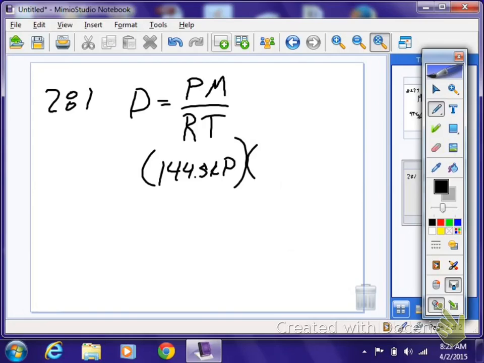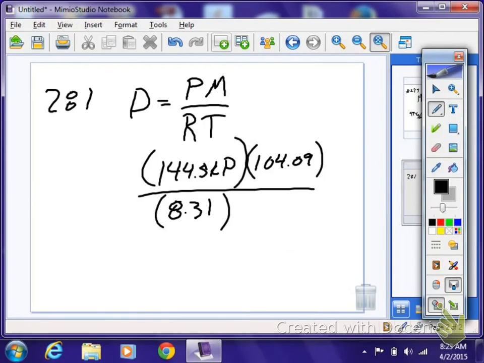The molecular mass was what, 104.09? I think we did this in class, didn't we? Yeah, we did. I didn't do this in the other classes because I recognize I gave you that in the assignment, but that's okay. It's good to look at it again. 8.31, and then your temperature on that one is 273, so that would be 345. Is that right? Yep. And then you got your answer, and it would be grams per liter. So it would be 5.24.